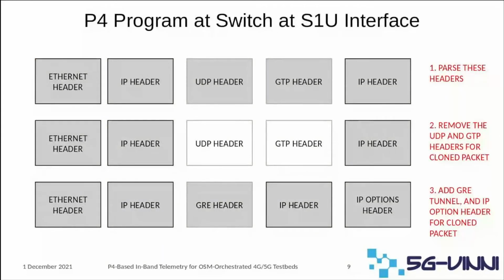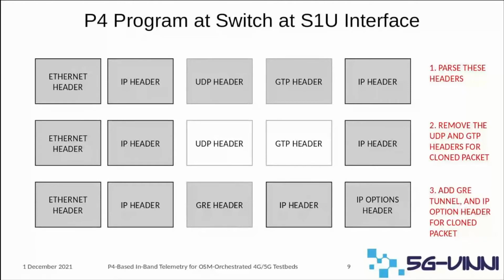Okay, before going towards the collector, this is the parsing method of the packet, which is done by the P4. So it has to read the packet headers from the Ethernet header, IPv4 outer header, the UDP outer header, the GTP outer header, and the IPv4 inner header. And then it has to drop the UDP header and the GTP header from the cloned packet, and instead it adds a GRE tunnel to it. And accordingly, it updates the IP header lengths of both the IP header inside the tunnel and outside the tunnel. And along with the inside IP header, it adds the IP option header, which adds the telemetry information.